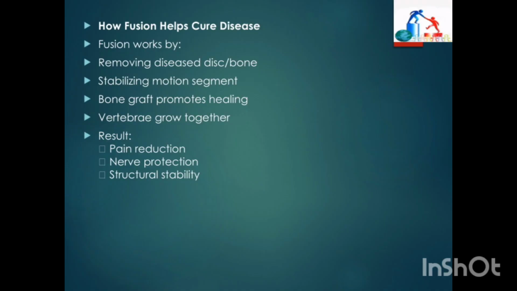It also protects the nerves by stabilizing the spine, preventing further nerve compression. And of course, it restores structural stability, which is crucial for maintaining mobility and quality of life. So, in essence, spinal fusion is a powerful tool that directly addresses the root causes of many spinal problems, helping patients recover and regain their normal activities.